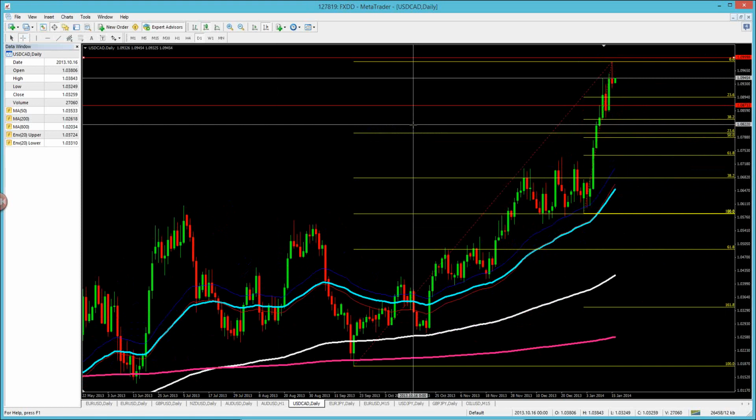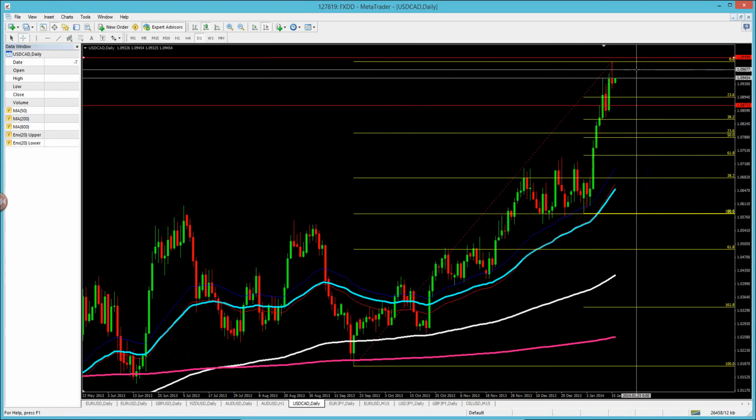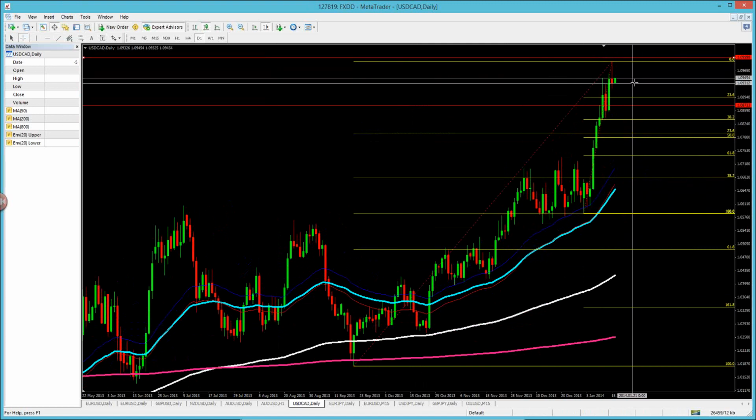Okay, and so that's what we'll be looking for on the dollar CAD here, if we do see price react at that 1.0100 area, 1000 area, that's going to be exactly where we're going to look for 1.0100, guys. So that's what we're looking for.